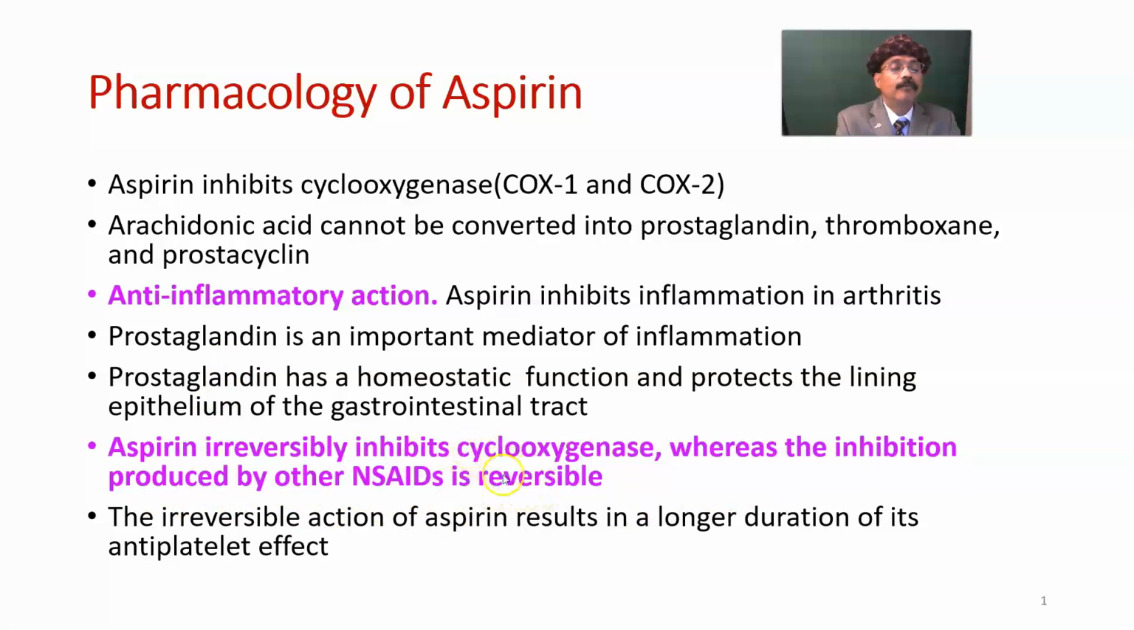So this is the difference between aspirin and other NSAIDs like ibuprofen and naproxen. In the case of aspirin, it irreversibly inhibits cyclooxygenase, whereas the inhibition produced by other NSAIDs is reversible. The irreversible action of aspirin results in a longer duration of its anti-platelet effect.